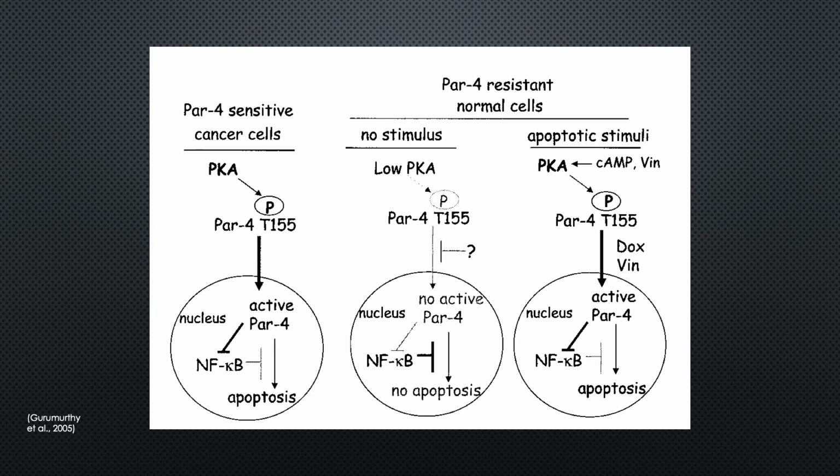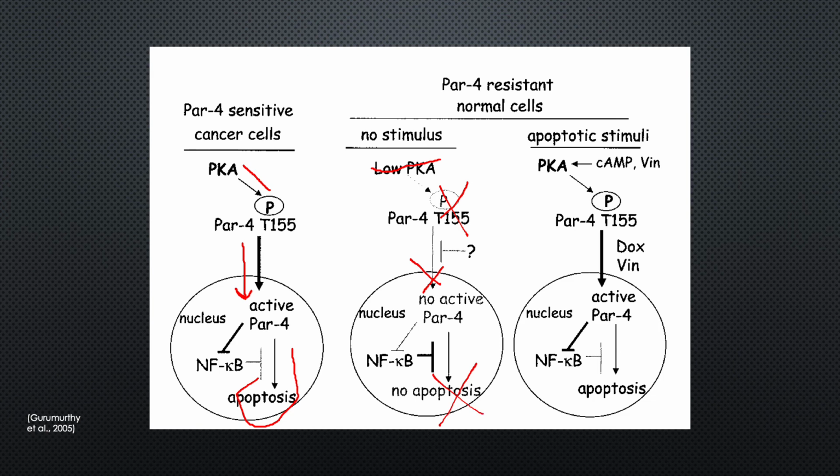This diagram provides a summary of the published paper. As you can see, when PAR4 is phosphorylated at the 155th position at its threonine residue, it allows PAR4 to be mobilized into the nucleus and induce an apoptosis pathway. When you have no or low PKA and you cannot phosphorylate PAR4 at the 155th position, you cannot mobilize PAR4 into the nucleus, and you cannot induce an apoptotic pathway.